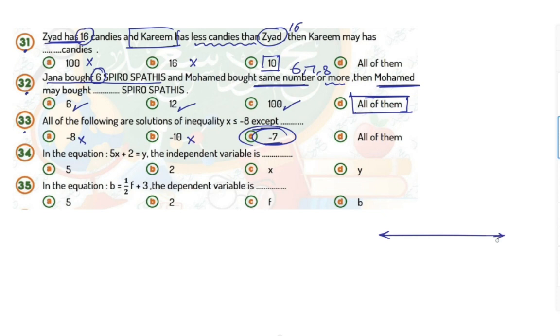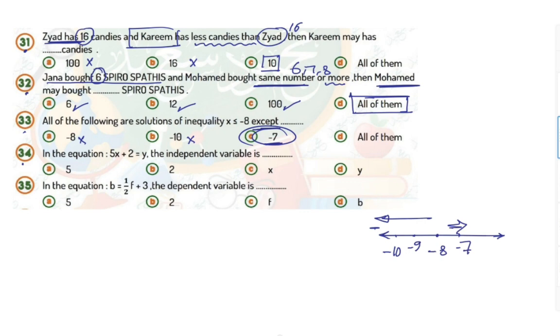Look with me. You have a number line and there is -8. I need numbers less than -8, so I will go in the negative direction. Maybe -9, -10 and so on, but -7 is greater than -8, so it's false, so I will choose it as the correct choice.